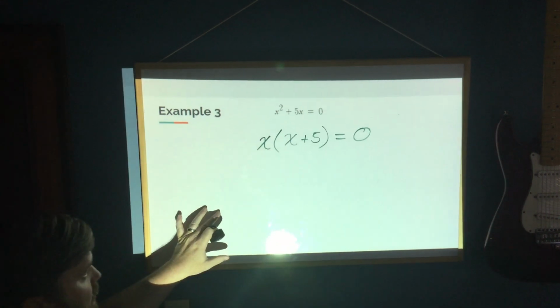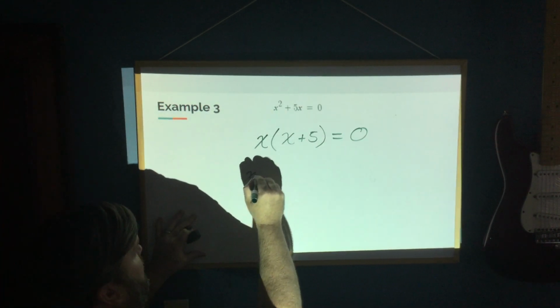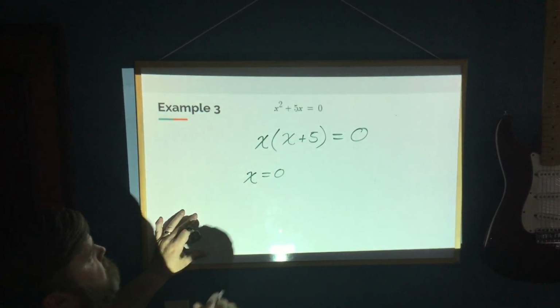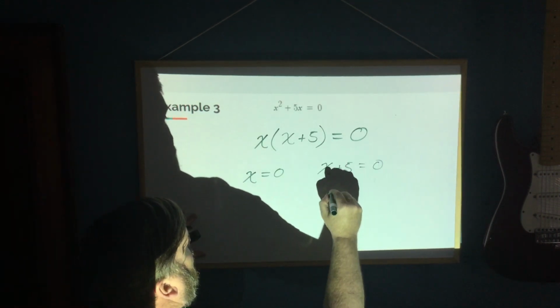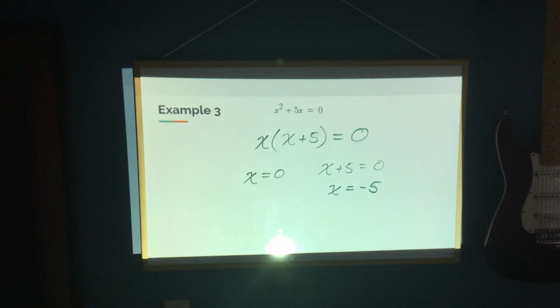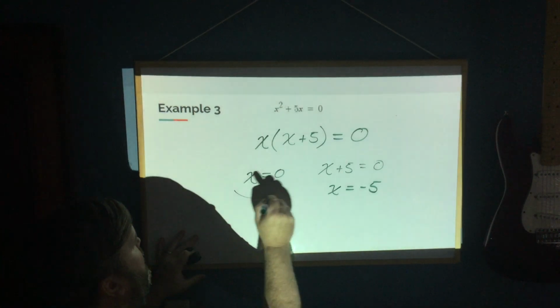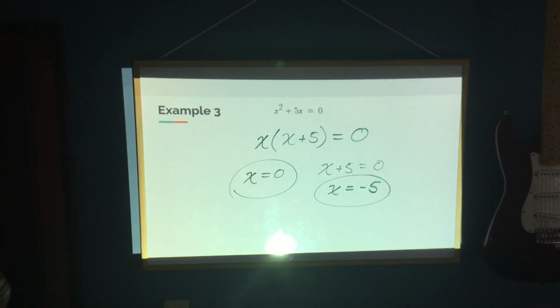All that's equal to 0. So take this first factor, set it equal to 0. There's not any work to do there. Take this second factor, set it equal to 0, and when you solve, you get x is -5. So there's your two solutions. One of them is 0, one of them is -5.